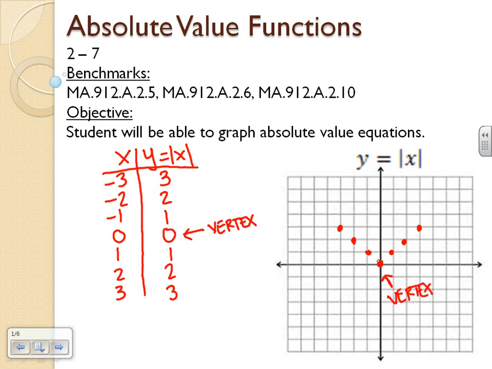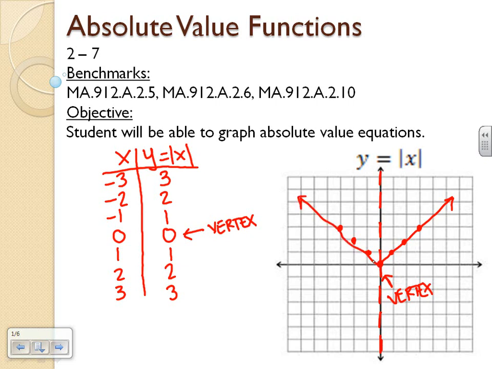Going through that vertex, where we have a mirror image happening on either side, we have what is called the axis of symmetry. And it is an imaginary line that runs through our vertex so that whatever happens on one side equally happens on the other side, which is what creates this V shape on our graph.